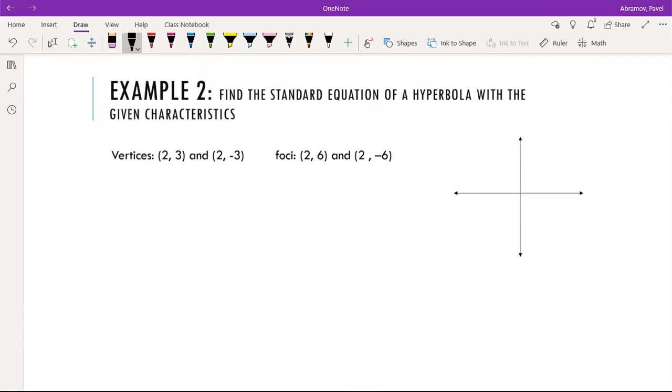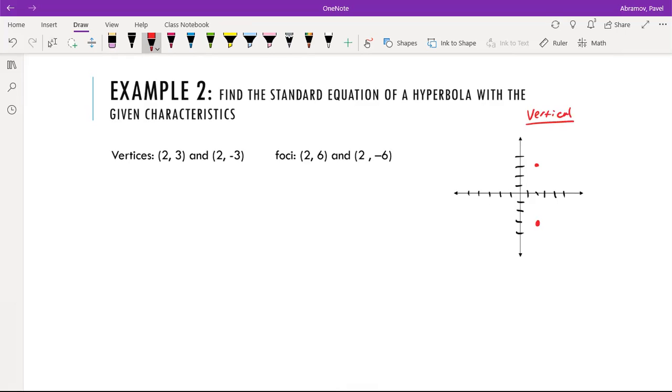So we have the vertices, which are (2, 3) and (2, -3), and on the right we already have the coordinate plane set up for us. So we can draw our own intervals and figure out where to plot the points. So (2, 3): x is 2, and up 3. So that's going to be this point. And then (2, -3) will be down here. So we can see that our vertices are on top of each other, which means that this is vertical.